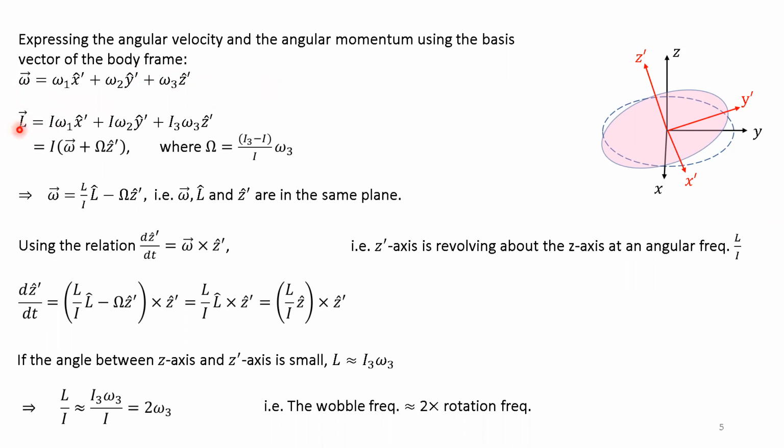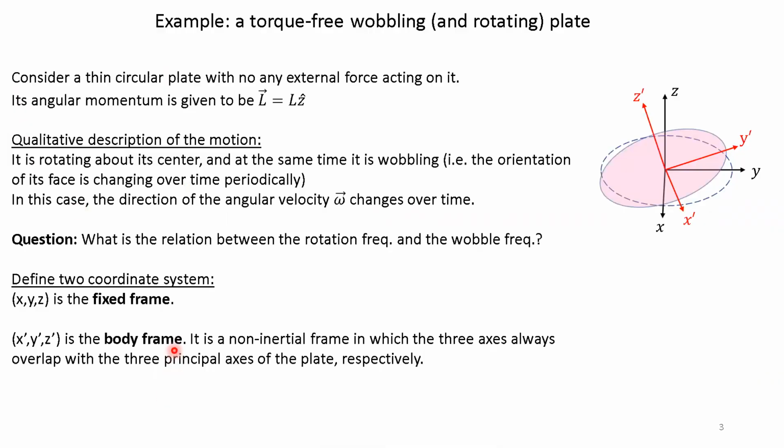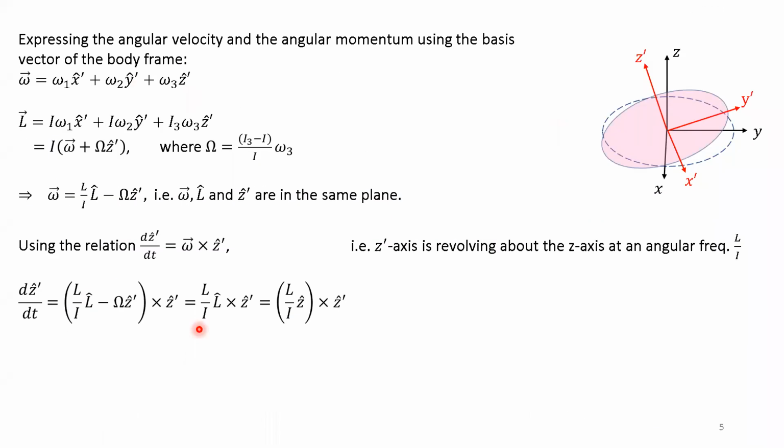Now, angular momentum. The reason we want to use the body frame to solve this problem is that the angular momentum can be expressed in a convenient way, because in this frame there are no off-diagonal elements in the inertia tensor. That's why it's relatively convenient to write down the expression for angular momentum, like this.